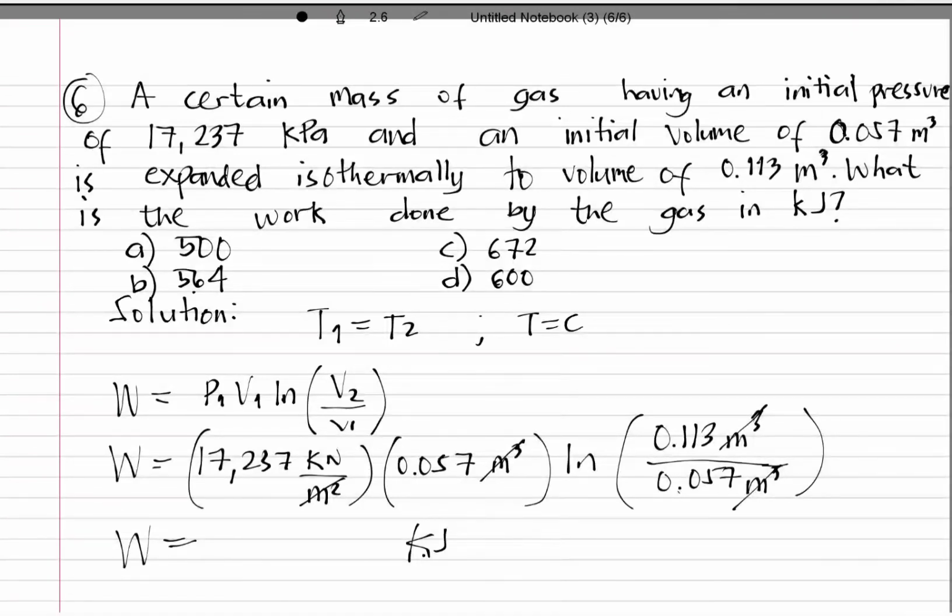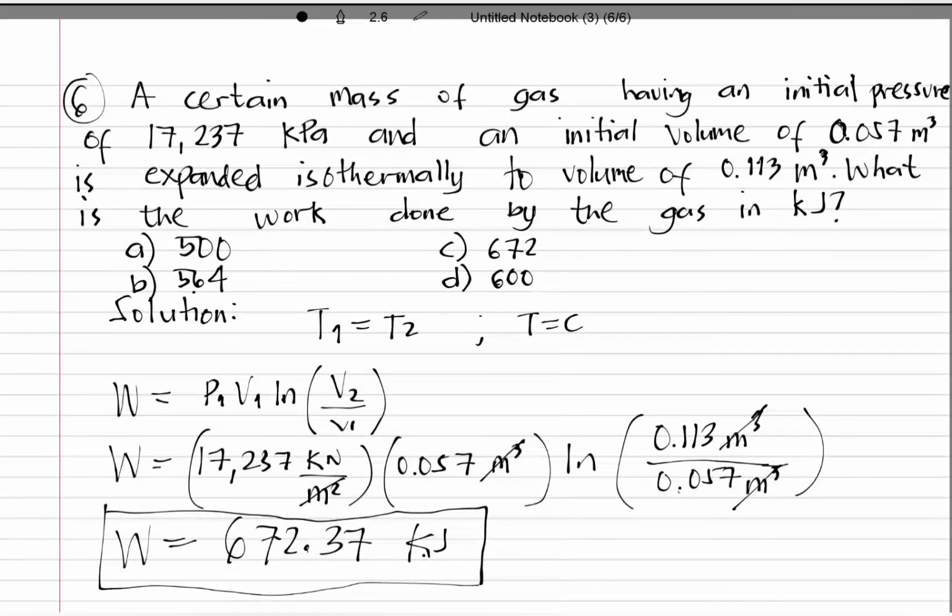Okay? So, pag sinolve mo yan, ang lalabas sa'yo is 672.37 kilojoules. Or, sa ating final answer, ay round off natin, magiging 672 lang siya. Or, makikita natin siya sa letter C. Okay?